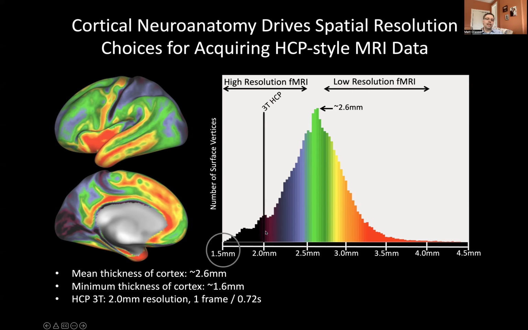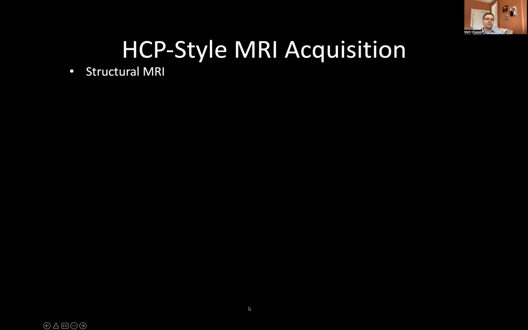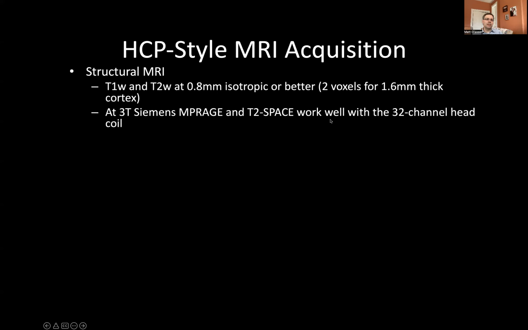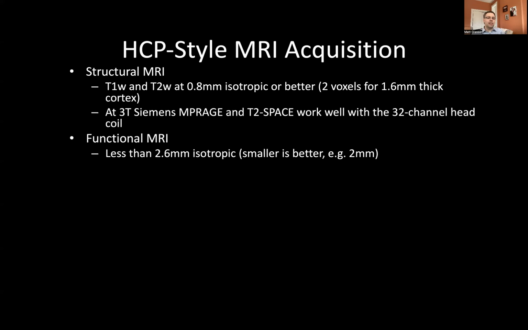So in the 3T data set, we were at 2 millimeter isotropic, getting one frame every 0.72 seconds. And at 7 Tesla, we were at 1.6 millimeter isotropic with one frame every second. Other things to think about for our structural MRI, we really want to be at least 0.8 millimeter isotropic or better. That gives us at least 2 voxels for even the thinnest cortex to make sure we get accurate surface meshes and segmentations. At 3 Tesla on Siemens, the MPRAGE and T2 SPACE work very well with the 32 channel head coil. Functional MRI, we want our resolution to be better than 2.6 millimeter isotropic.